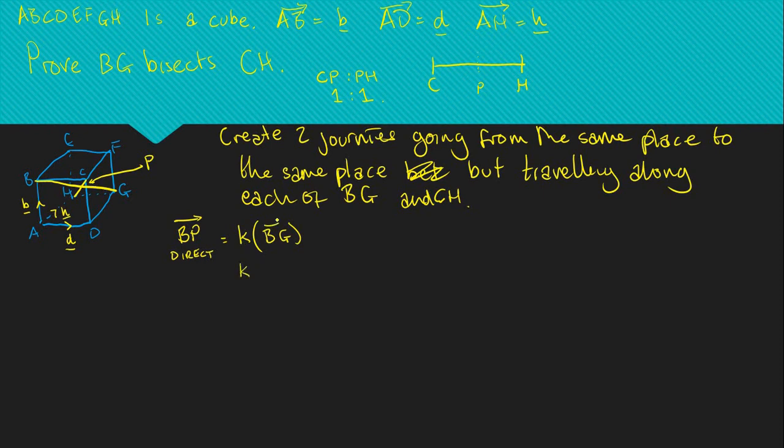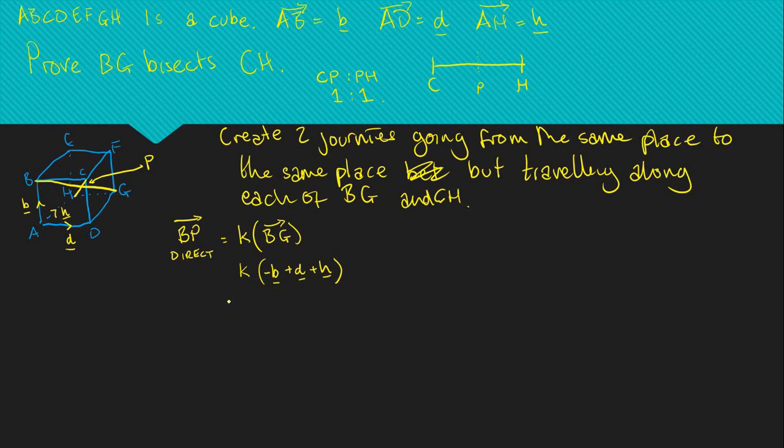Now we're going to need to find a vector for B to G. Now to get from B to G we're going to go negative B plus D plus H. So we're going to get negative B plus D plus H. That's the direction that I went. So for it to get from B to G we have to go along only vectors that we can know, and because this is a cube, A to H is the same as D to G, and so this would also be the vector H going from D to G.